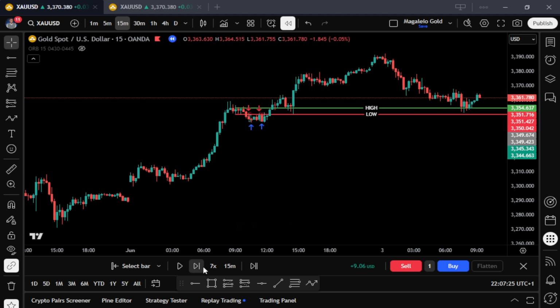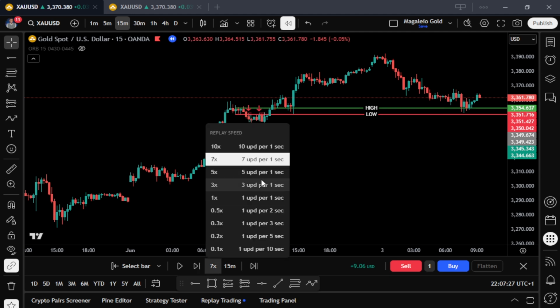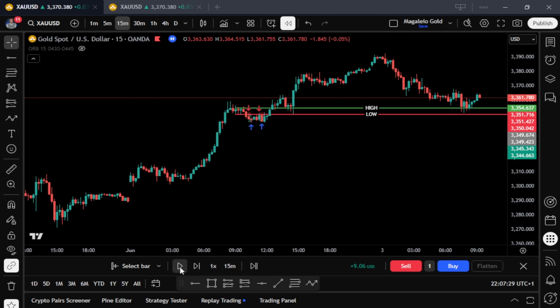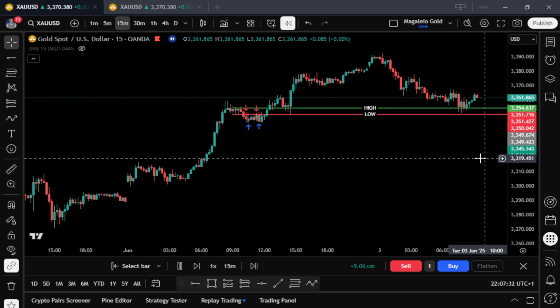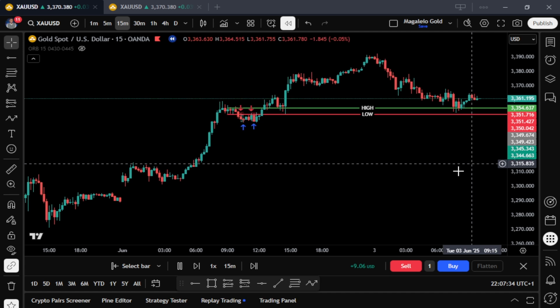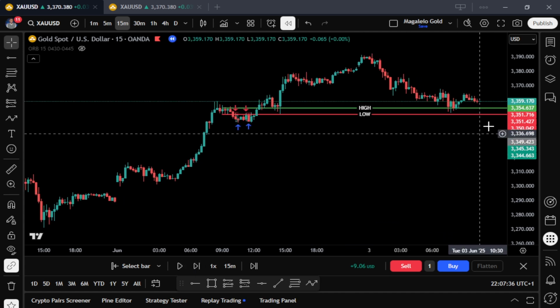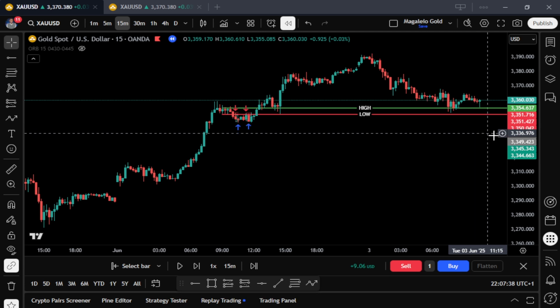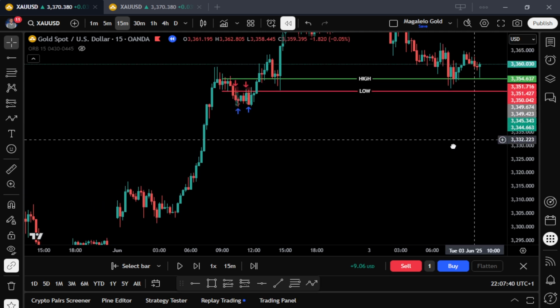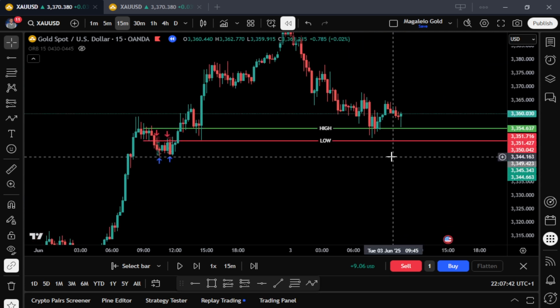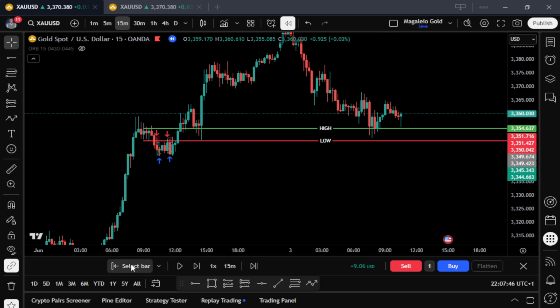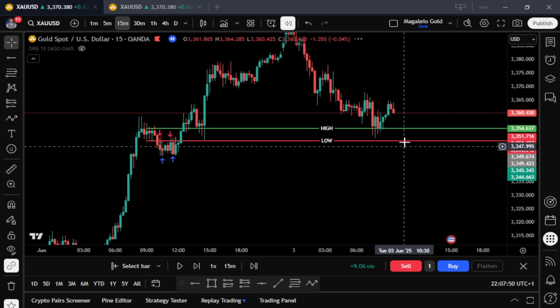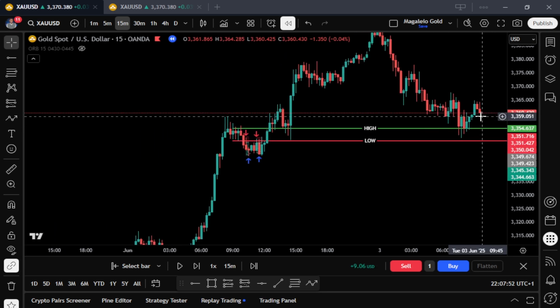Okay, so we're at the next day. I think we've gotten our candle and we've exceeded it. So let's go back. So this is our candle of interest for day 2.